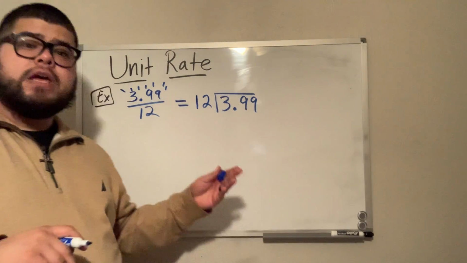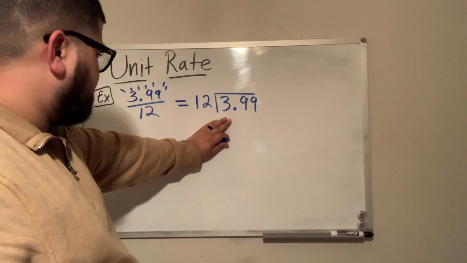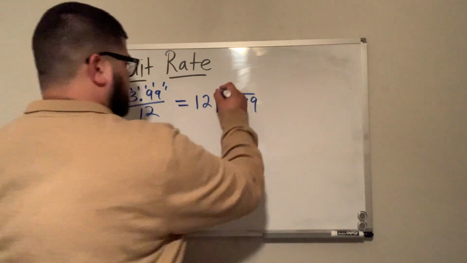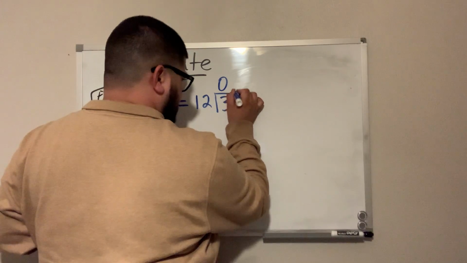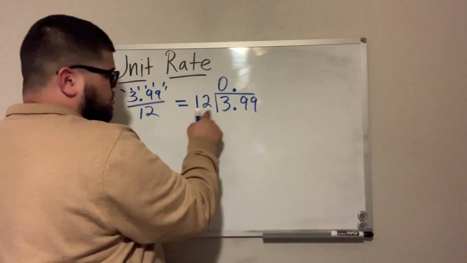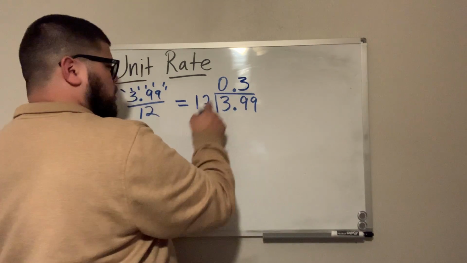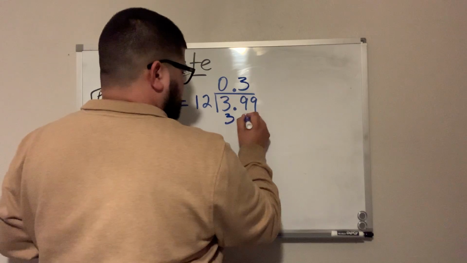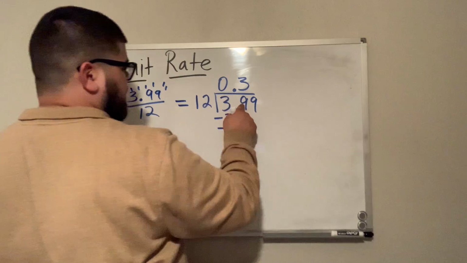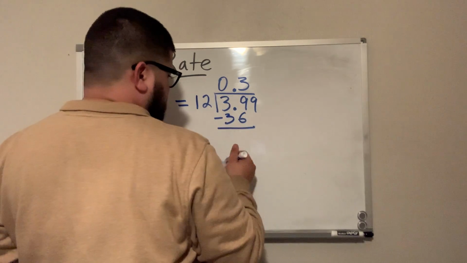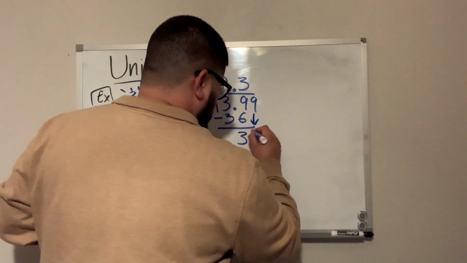This is that long division we have done before, right? And so let's go ahead and do this. How many times does 12 go into 3? Doesn't, right? So we're going to put a 0 here. What do we do with this decimal? Bring it up. Now, how many times does 12 go into 39? 3. 12 times 3, 36. 39 minus 36, we get 3. 12 won't go into 3. We got to bring this 9 down.